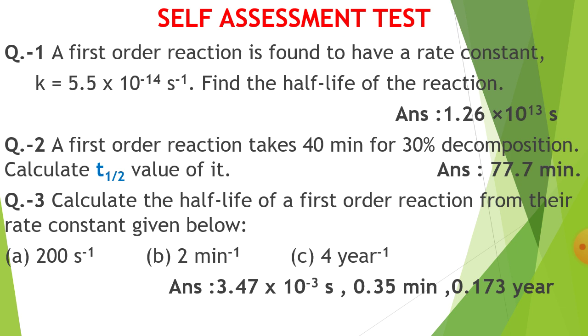Third, calculate the half-life of the first order reaction from the rate constants given below. Here k is given in minutes, years and seconds. So no need to change these values. You have to write these values as such and find the value of half-life for the given first order rate constants.